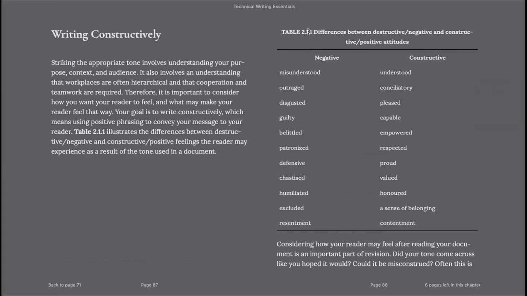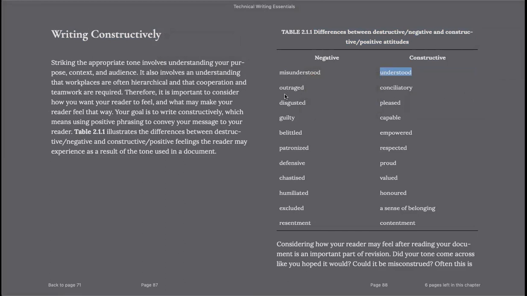There are some negative and positive attitudes that we need to be aware of in writing. We don't use negative tone or negative language. This is a next step, called writing constructively. For example, I don't say, "I misunderstood." It is more constructive if I say, "I understood differently." So we use the positive verb with a different adjective, as long as the meaning is coming across.